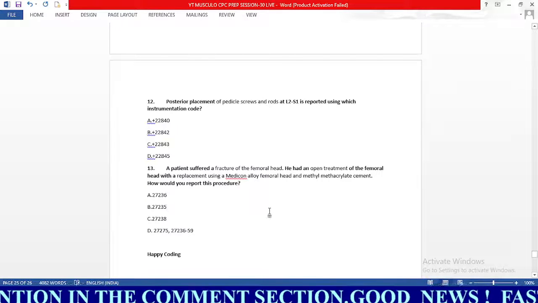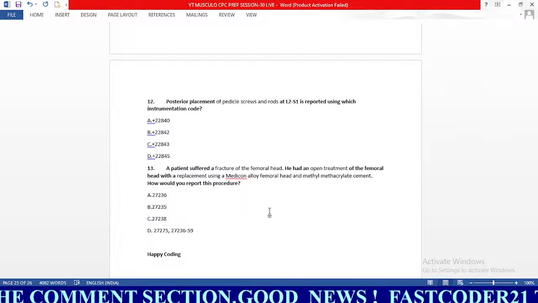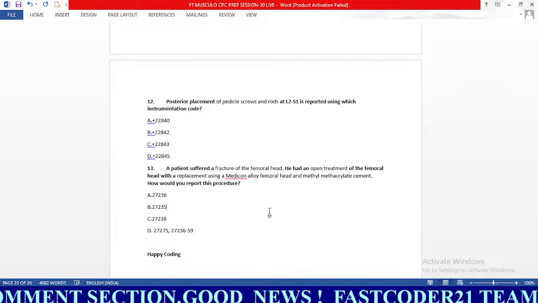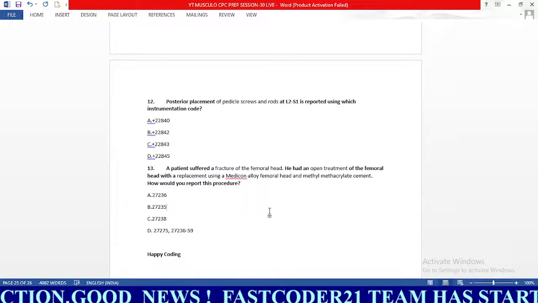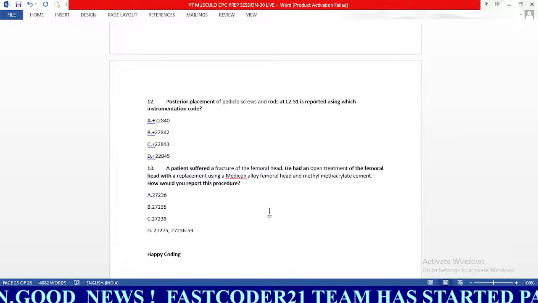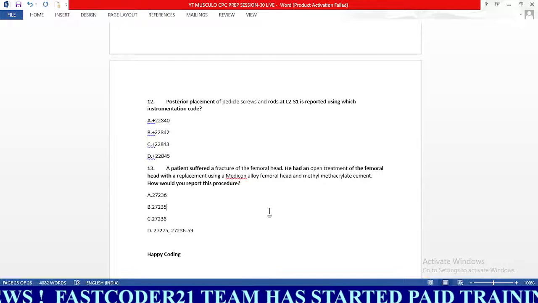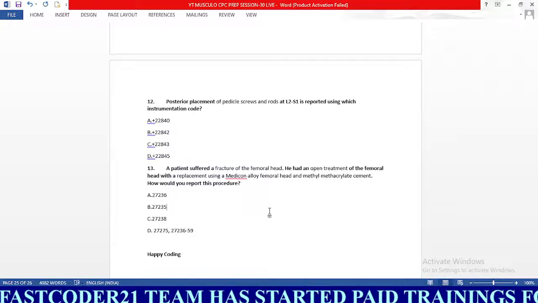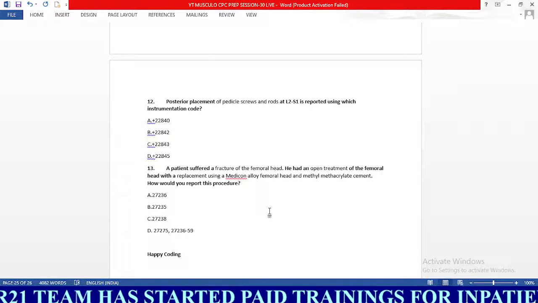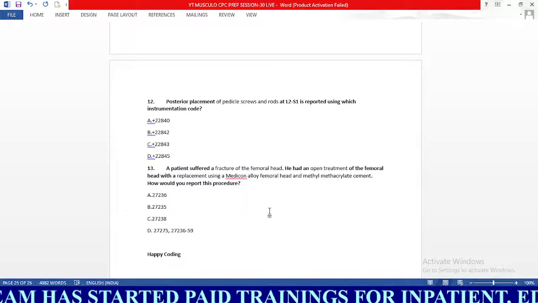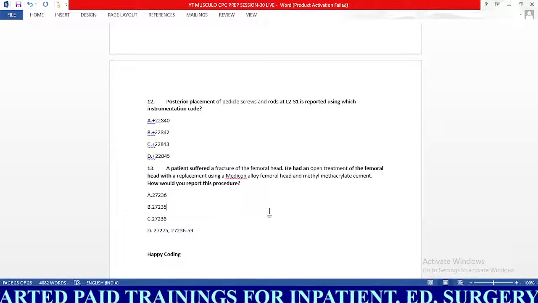So we will check our options now. Basically we will check 27236 first. Yeah, 36 is the correct answer. Open treatment of femoral fracture, proximal end, head, neck, internal fixation or prosthetic replacement. So here the physician has replaced the femoral head with a prosthetic implant using Medican alloy and methyl methacrylate cement. We will check 27235 now.